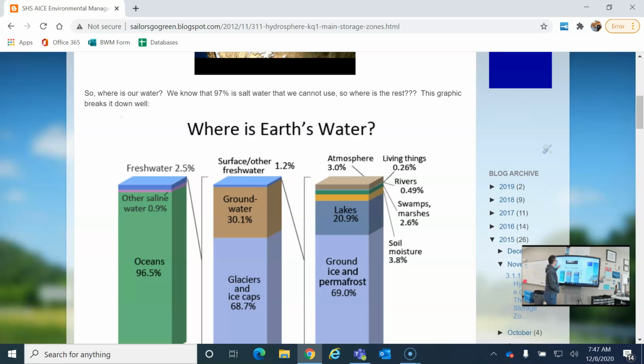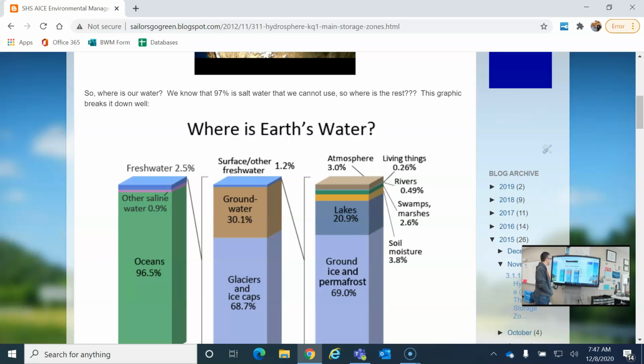So where is our water? Now we know, and from that video you'll find out, that 97% of our water that we have on Earth is salt water that we can't use. So we only have 3% that's fresh. And when I say we can't use, I mean you can use it for different things, but for most of our industrial processes, all of our agriculture and our domestic use, we can't use salt water, unless we use desalination, which we'll talk about later, which is very expensive. So we really want to focus on that 3%, which is fresh water.